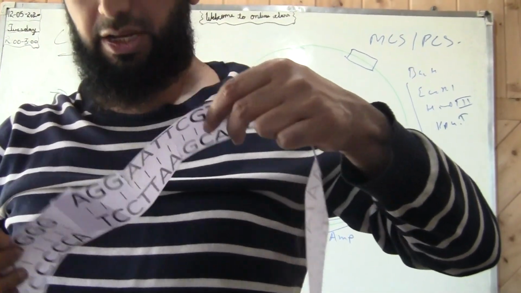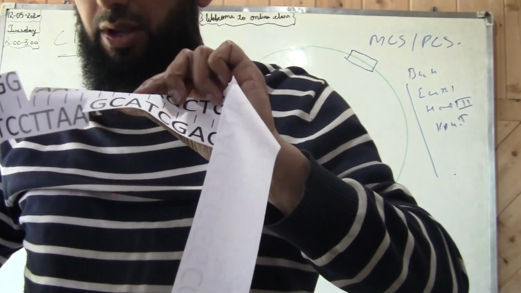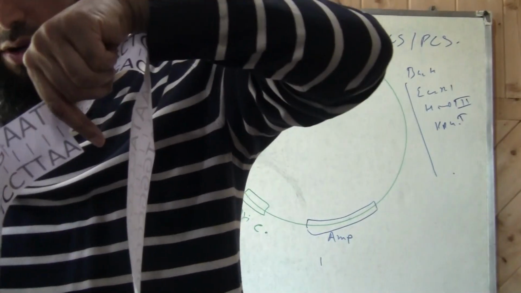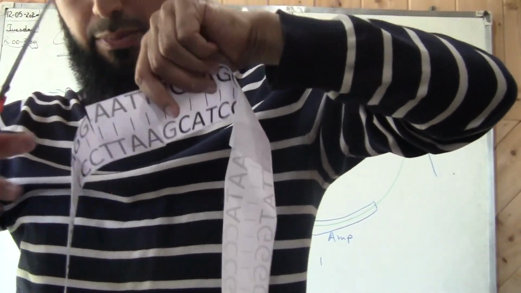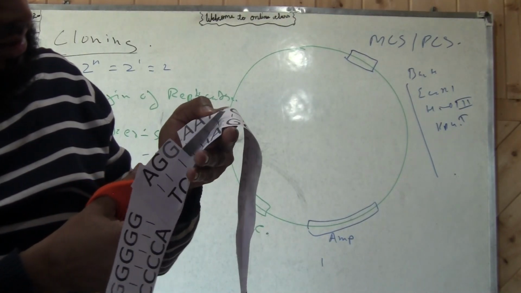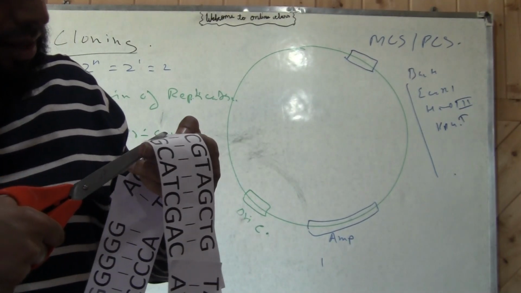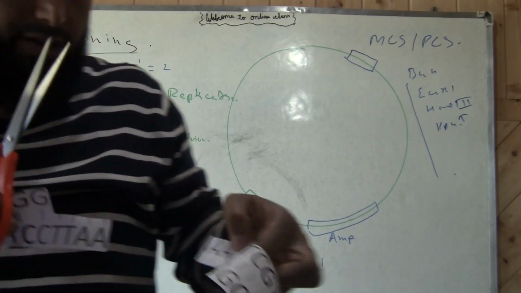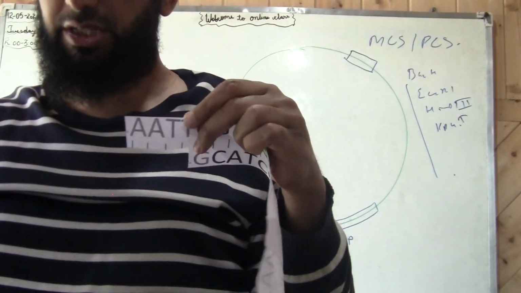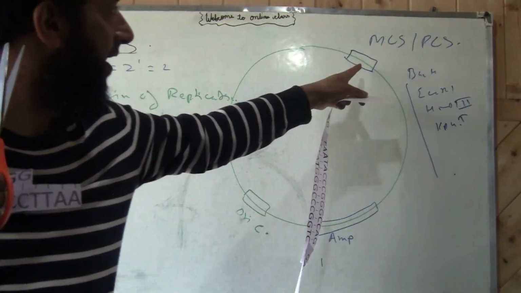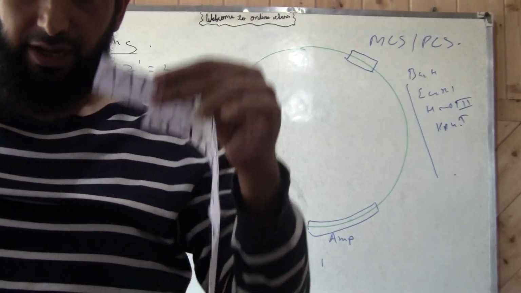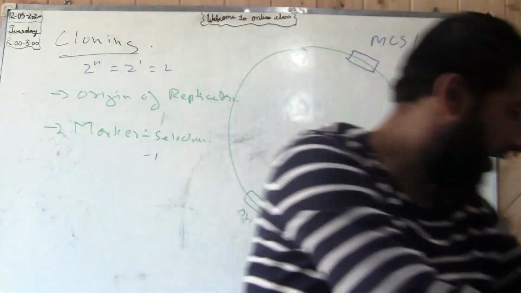So these sites have broken two phosphodiester bonds. Now you have these hydrogen bonds in between that are keeping them together. So what we do, we'll cut these. So this circular vector, we have cut at a multiple cloning site. I'll keep it aside for a while.